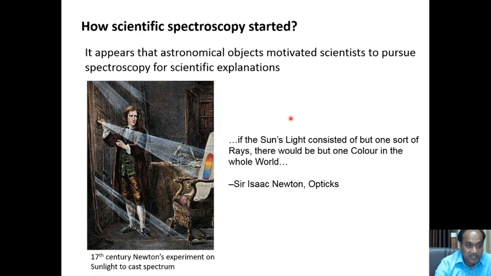And he said that if the sun's light consisted of but one sort of rays, there would be but one color in the whole world. And basically, we know it very well now, that we see colors because sunlight has colors.